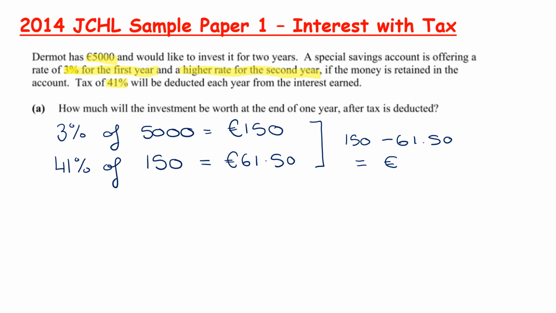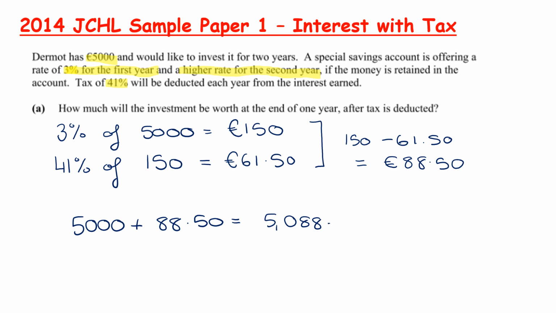So the actual interest he gets to keep is €88.50. So we have €5,000 plus €88.50. Now you're welcome to add the 150 and take away the 61.50. That's absolutely fine, kind of the way we did it in the last question. But we get either way €5,088.50.